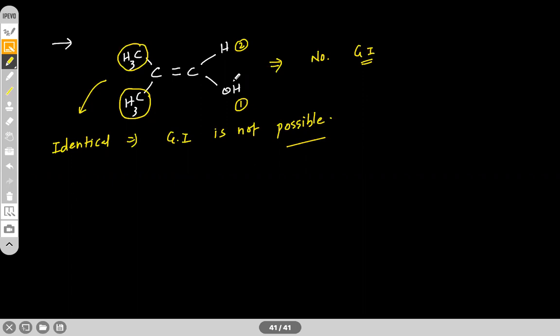So what are the conditions for a molecule to show geometrical isomerism? That is the next concept we need to understand. There are 3 conditions for this. So those conditions we'll see in the next session.